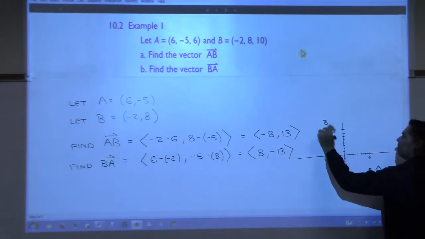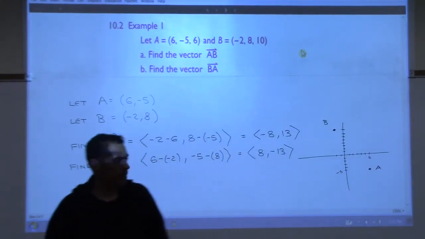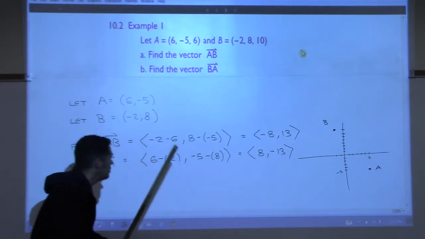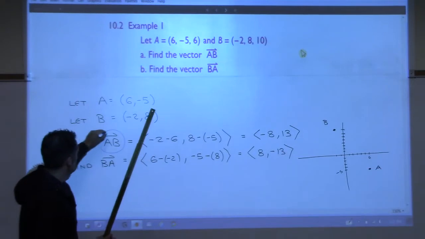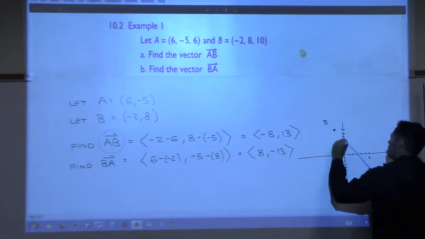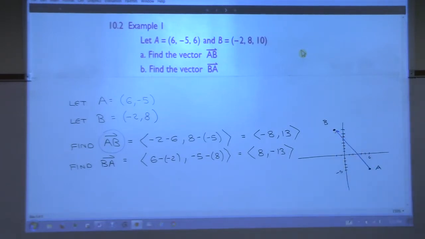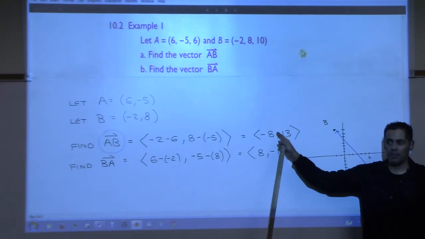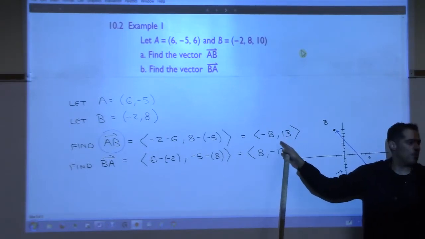That's point B. The vector that goes, let's do the one from A to B, all right? The vector that goes from A to B is the one that goes from here to here, right? And what is that vector? -8, 13, right? -8, 13. Well, just for the sake of trying to get the point across, let's act like this is a point. Okay, it's not a point. This is a vector, but let's act like that's a point.